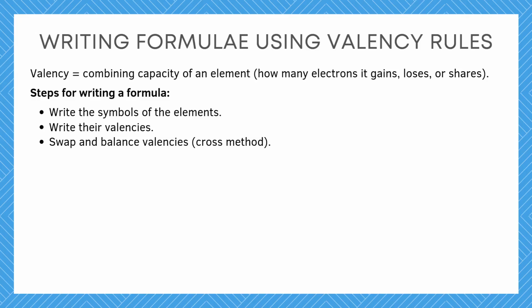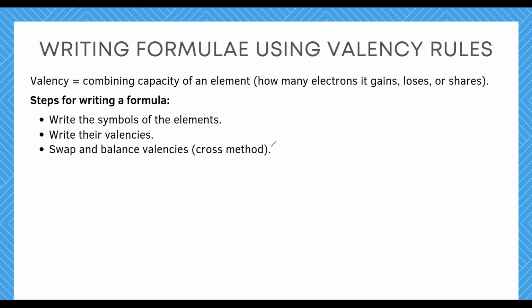Okay. So, here are the steps that you need to take to write a chemical formula correctly. First of all, you need to write the symbols of the elements. That is step number one. Step number two, you need to write their valencies. I will be showing you how to get the valencies of an element. And then thirdly, you swap and balance the valencies. So here is one example. For instance, if someone says, write the chemical formula for water.